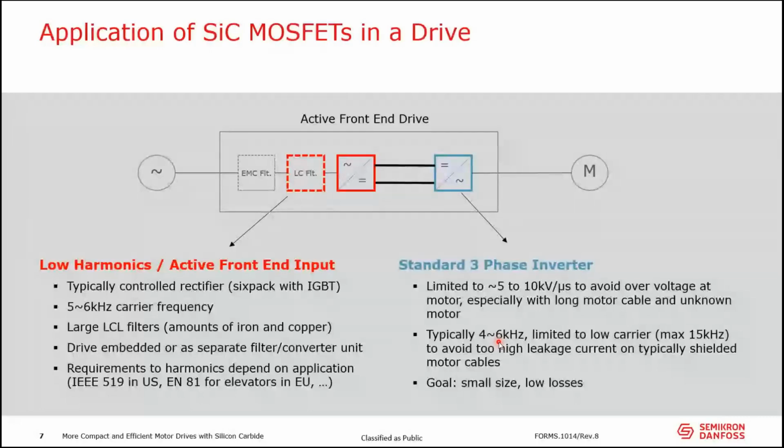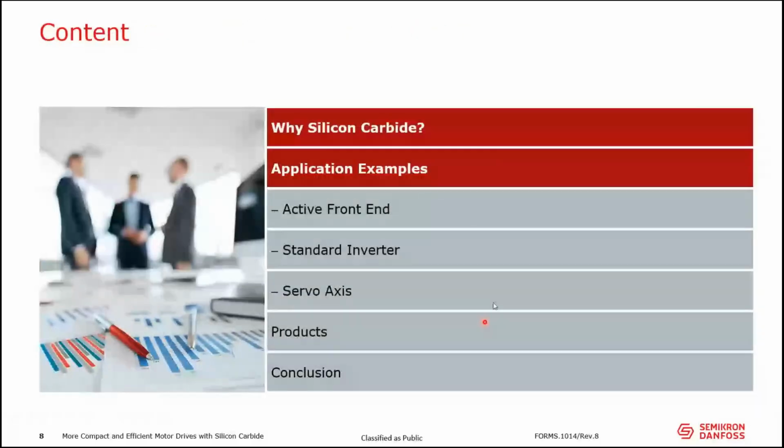Shielded cables can create issues with high carrier frequency and all these kinds of things. So there's this limitation in voltage rise time, and also the carrier frequency cannot be boosted up to high values. And even if we go to silicon carbide, we have to think of these things, but it still makes a lot of sense. And why and how, I will explain when we look at the examples here. So I will start with the active front-end example.